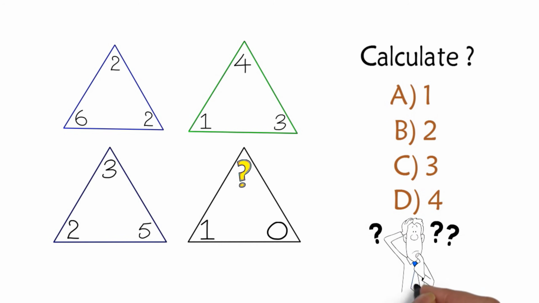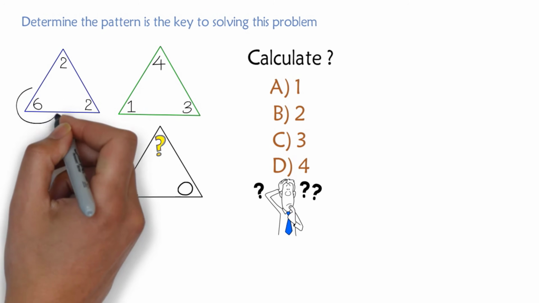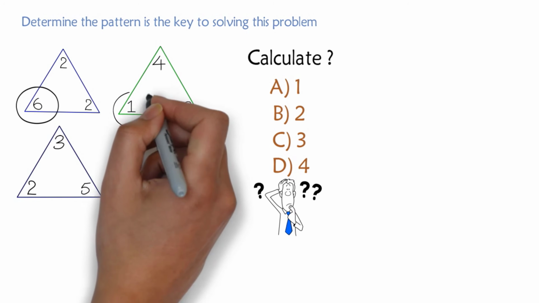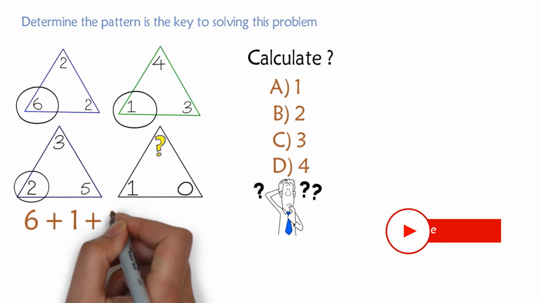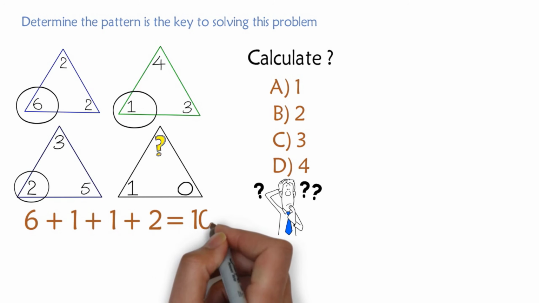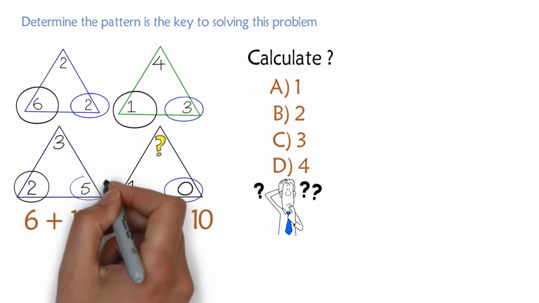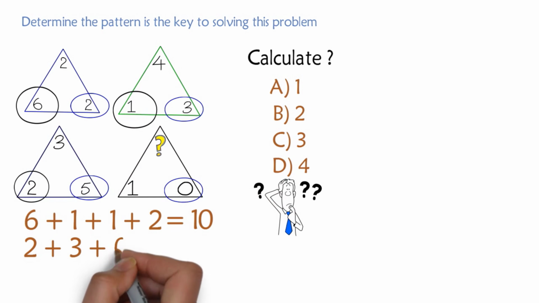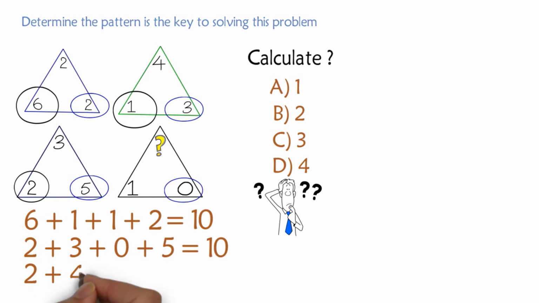Let's continue to see how we can solve this challenge together. Determining the pattern is the key to solving this challenge. For example, if you add up the numbers in the lower left corners, 6 plus 1 plus 1 plus 2 in all triangles, you will get the sum of 10. The same thing happens when you add up the numbers in the bottom right corners of the same triangles. 2 plus 3 plus 0 plus 5 also equals 10. So the same logic can be applied to the upper right corners of the triangles.